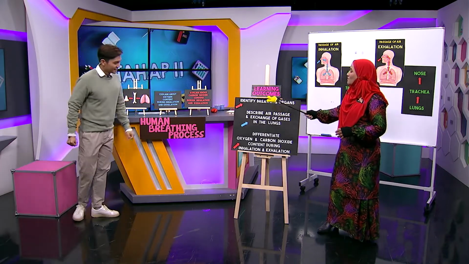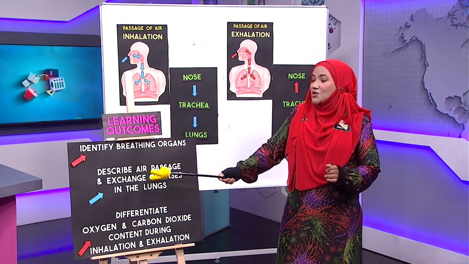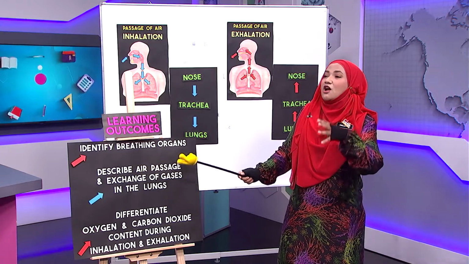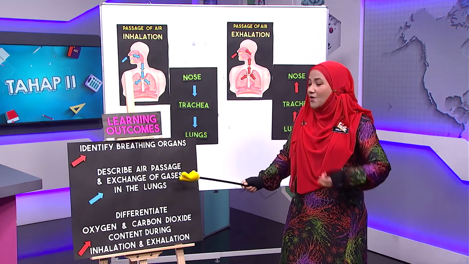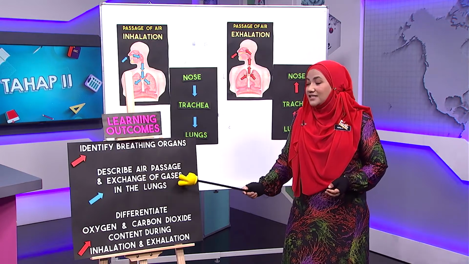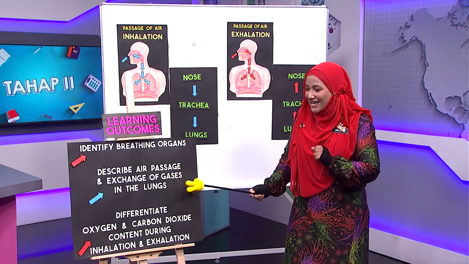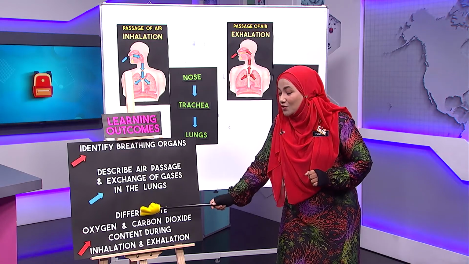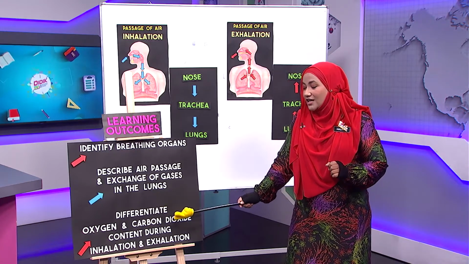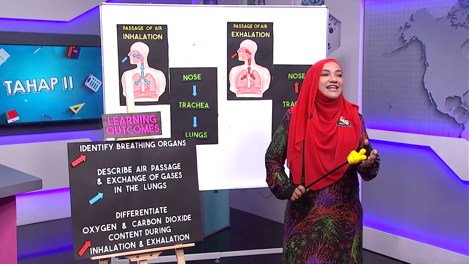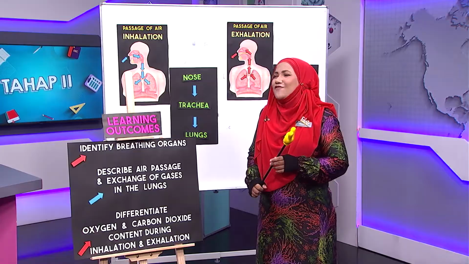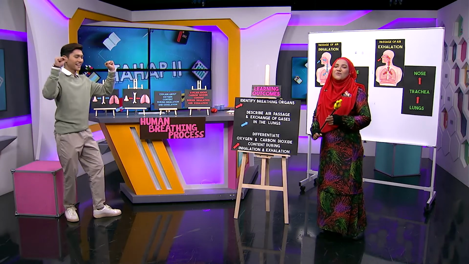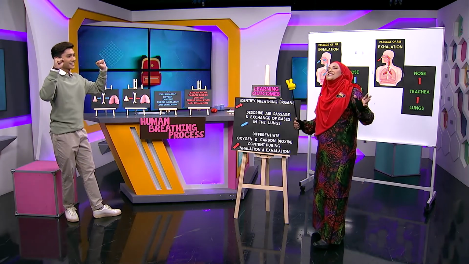Abang Hanif, so you have identified the breathing organs, you have described the air passage from where it starts and where it ends, and again back when we breathe out, and the exchange of gases in the lungs. You mentioned the lungs, yes, you got it all right. And you have also differentiated the oxygen and carbon dioxide content during inhalation and exhalation. Abang Hanif did a very good job, everyone. I think he really deserves all 6 stars.